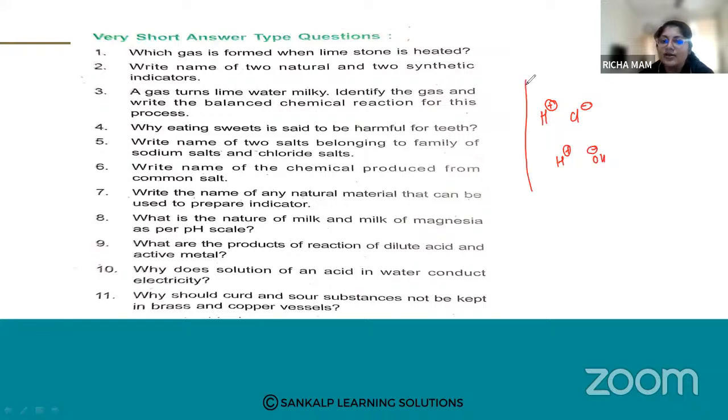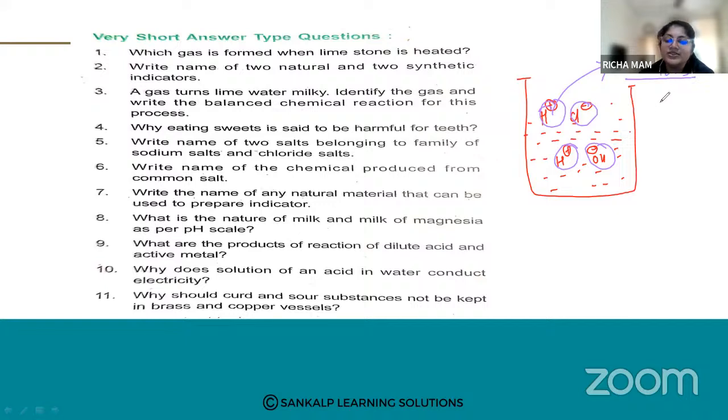So when you have a container, this container consists of both acid as well as water. When you add acid in water, it will split. It will split into what? It will split into H plus ions and Cl minus ions. So why does the solution of an acid in water conduct electricity? Due to the presence of hydrogen ions, due to the presence of H plus ions.